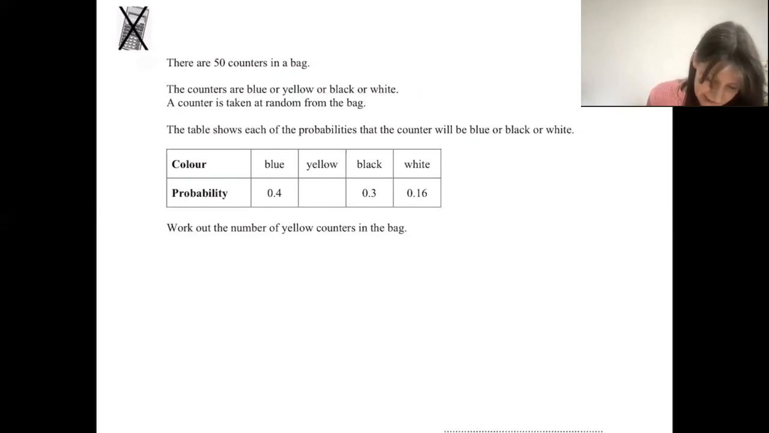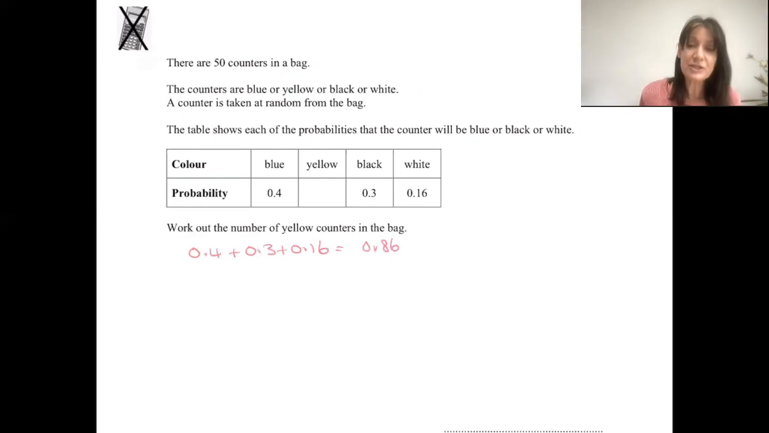So I'm going to add together the probabilities that I've been given. That's going to come to 0.86. Probabilities add to 1, so the examiner really likes to see this: 1 take away 0.86. If I take away the probabilities I know, it's going to leave me the probability I don't know. That is 0.14. You could put that up in the table if you wanted to as well. So I've worked out the probability of getting yellow.